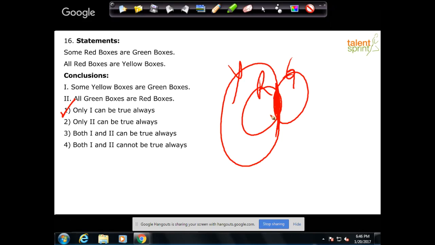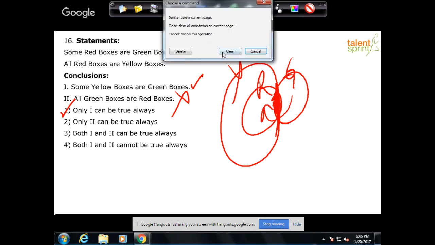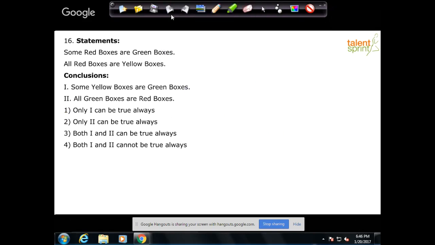Three. Some yellow boxes are green boxes. Yes, this area represents some yellow boxes are green boxes. It is definitely true. All green boxes are red boxes. Not true at all. Therefore, only one can always be true. Real simple question out there. I hope all of you got it.